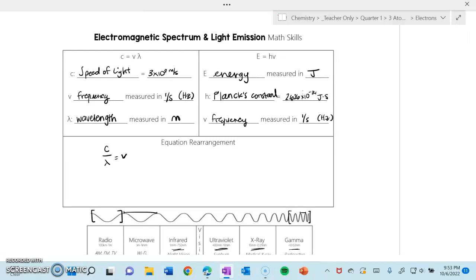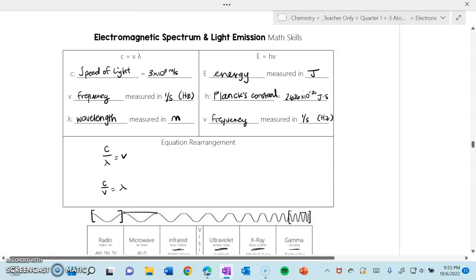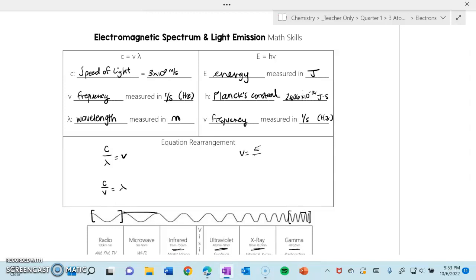Wavelength kind of looks like an upside down Y. And then we can do the same if we solve for wavelength this time, divide by frequency. There are our equation rearrangements for the left side. For our other equation, let's solve the energy equation for frequency. By dividing by Planck's constant, we can get frequency.